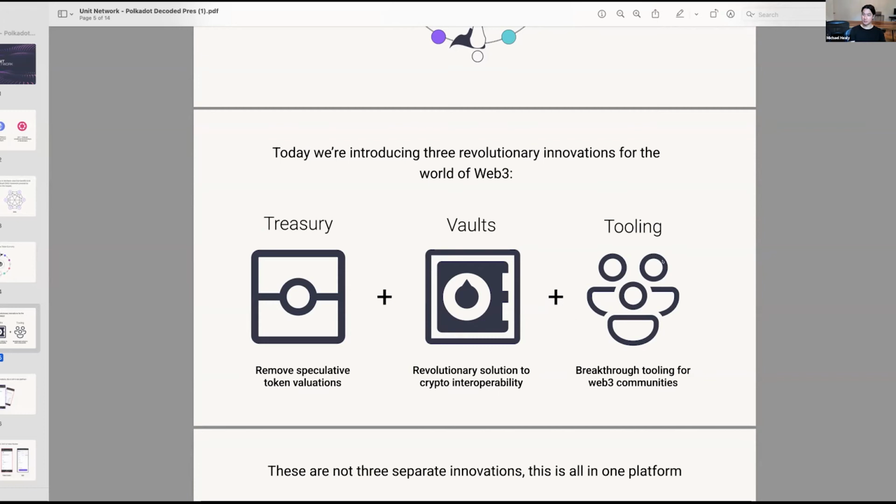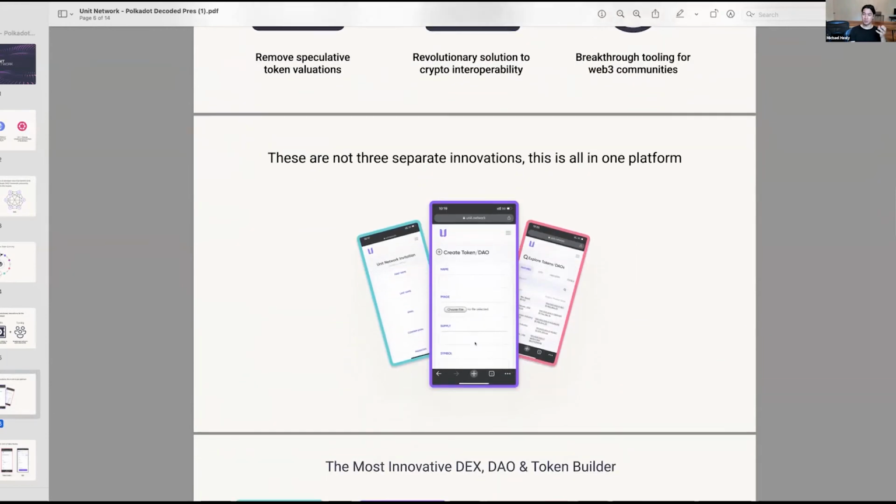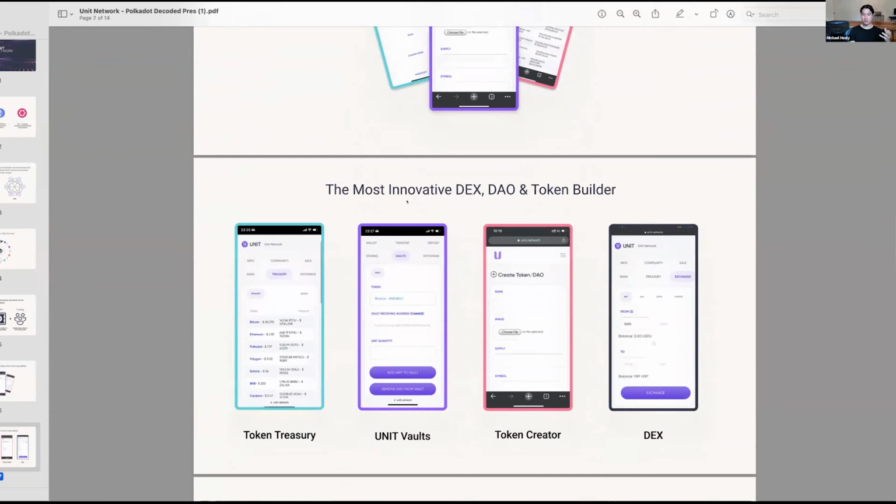Unit provides a number of amazing tooling. When people launch a DAO or a token, it's generally quite expensive now. It's difficult, it's clunky, it's unsafe. We basically make it super easy. So we provide a number of tools. All of these features are in one platform called the Unit Network. We believe we are the most innovative decentralized exchange, DAO, and token builder.